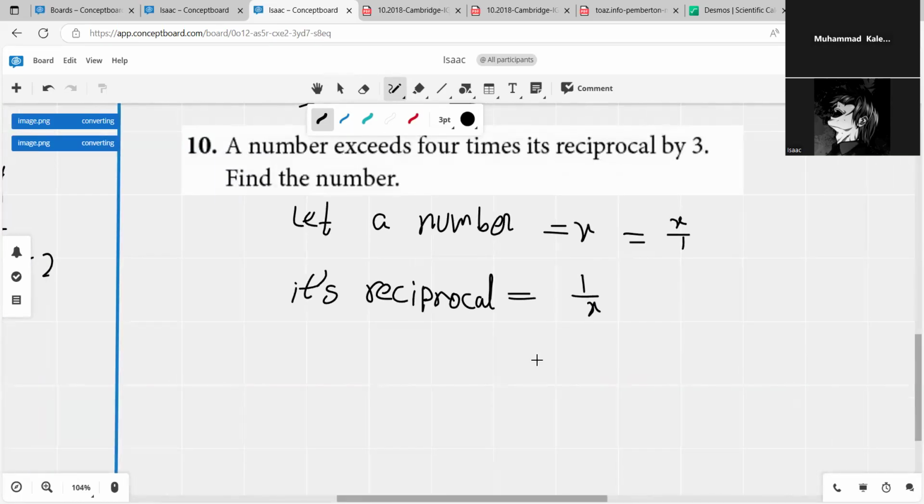They said that the number x exceeds 4 times its reciprocal by 3, so 3 more than that. So this is the equation. Does this make sense? Like they said that if we add 3 to the reciprocal term, that will be equal to the number. Does this make sense? Yeah. This is a quadratic equation. You know how to solve it further?